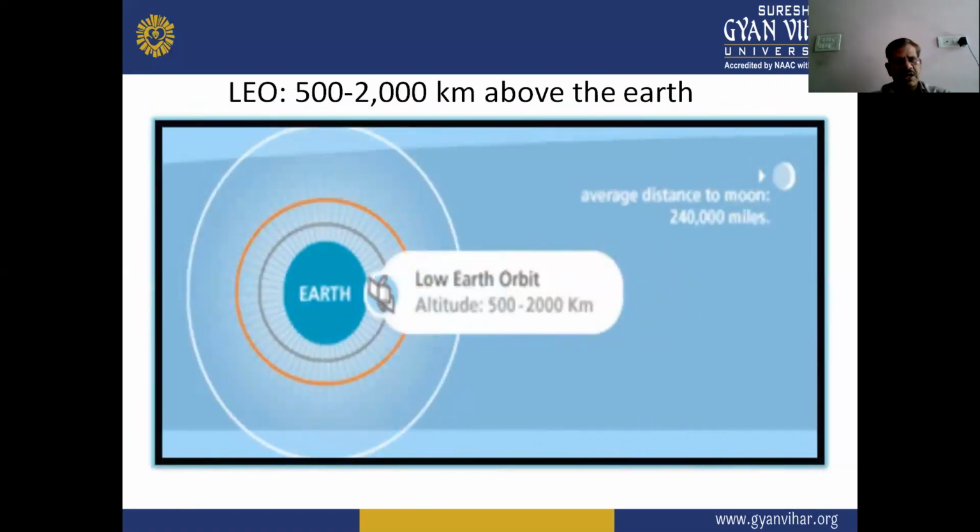And the next one is LEO. This is 500 to 2,000 kilometers above the Earth. So low Earth orbit altitude is 500 to 2,000 kilometers. The average distance to the Moon is 240,000 miles.